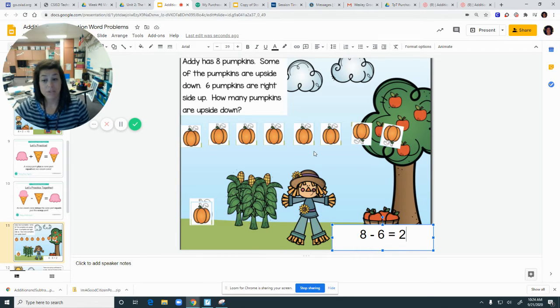2. So this is a little different. We're not just taking away things or someone stealing things. We have to think of subtraction and addition differently than just taking and joining. Because this is a subtraction problem. You were given your entire amount of pumpkins, and then you were told that 6 were right side up, and then the rest were upside down. And we saw that we had 2 upside down.